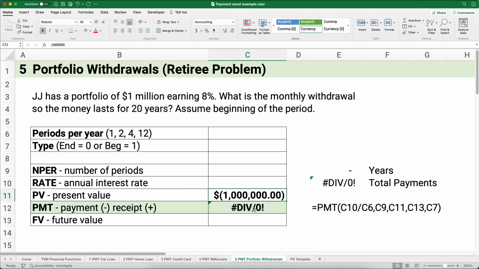You're trying to receive, you're going to have cash receipts. You're trying to pull money out of that account. So we're doing it monthly. And it's for 20 years. Payments happen, we're going to assume, at the beginning of the period. Little trick here. You need to make sure beginning. So this is going to be 1. The number of periods is going to be 240. That's over 20 years. The annual interest rate is going to be 8%. And the future value is going to be 0.